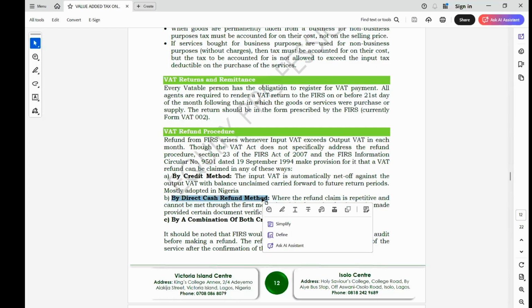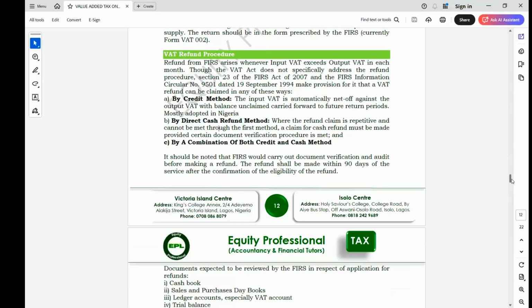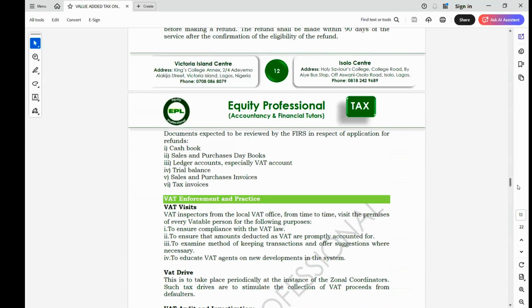Or it can also be by direct cash refund method. Once it has been established and you don't have any VAT liability for subsequent periods, you have a right to request a refund of cash from the relevant tax authority. It can also be by a combination of both credit method and cash method. So either way can be the refund procedure to be made.